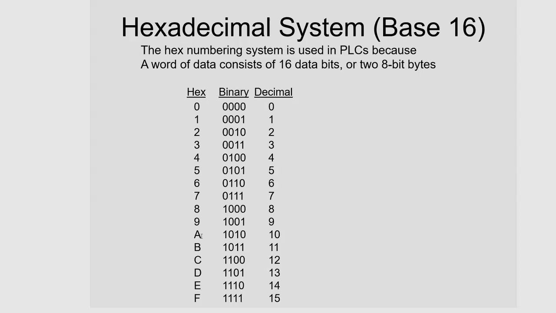What you remember is A has a decimal equivalent of 10, B 11, all the way through F, which is 15. So if you can remember that A through F is equivalent to a decimal 10 through 15, A is 10, B 11, C 12, D 13, E 14, and F is 15, then this is a piece of cake. You'll see how easy this is.